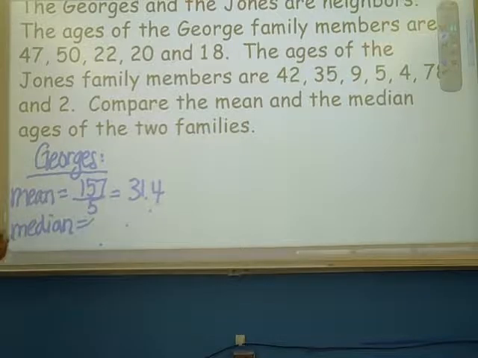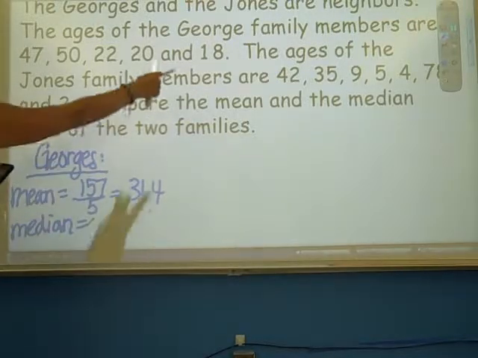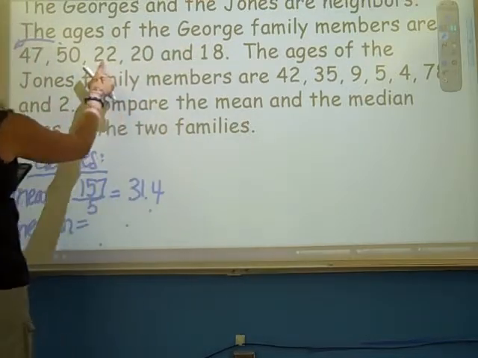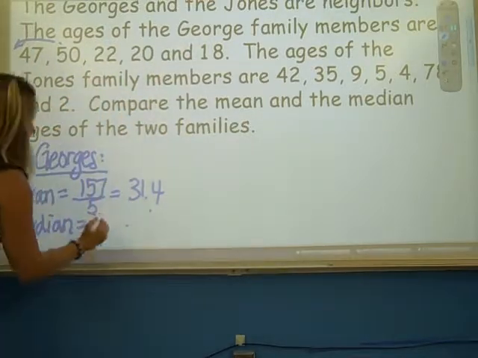Middle number. We're almost in order here. This 50 would just go over here. So 1, 2, 3, 22 is your median there.